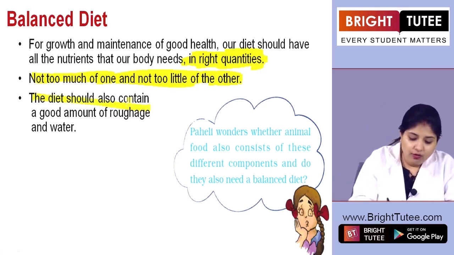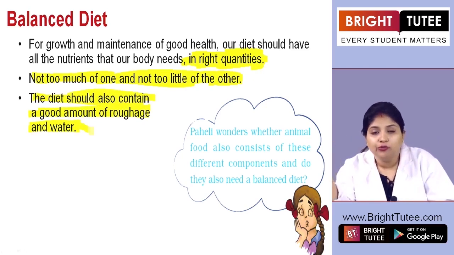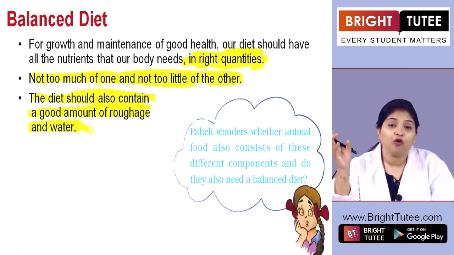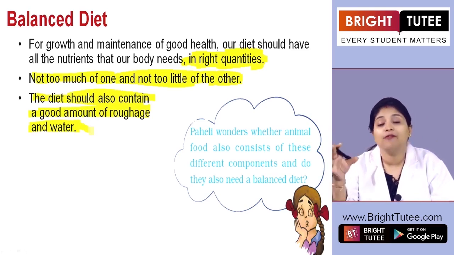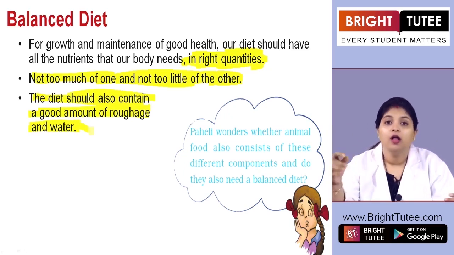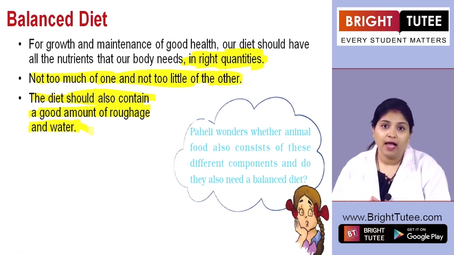Then the diet should also contain a good amount of roughage and water. Not only the essential nutrients like carbohydrate and protein, you should also have proper roughage in your diet. You should have optimum water. That means during the day you should drink optimum water so as to maintain your water balance, so that your body does not get dehydrated.